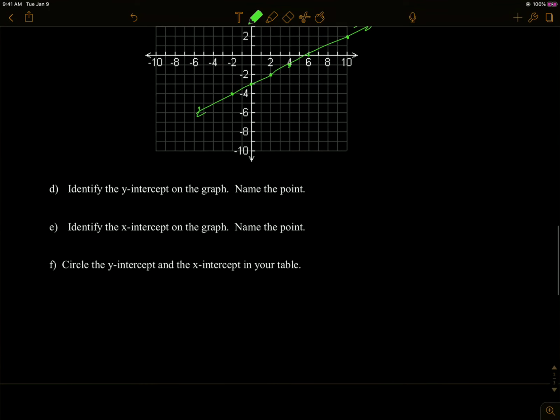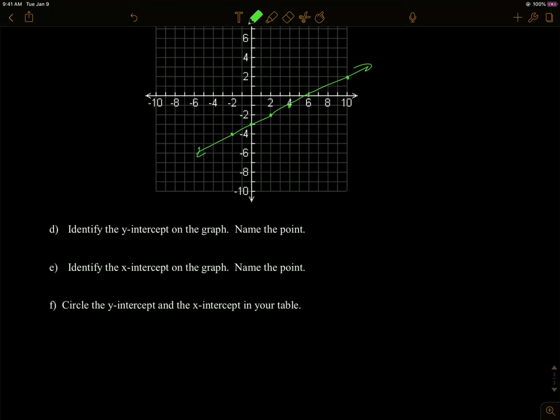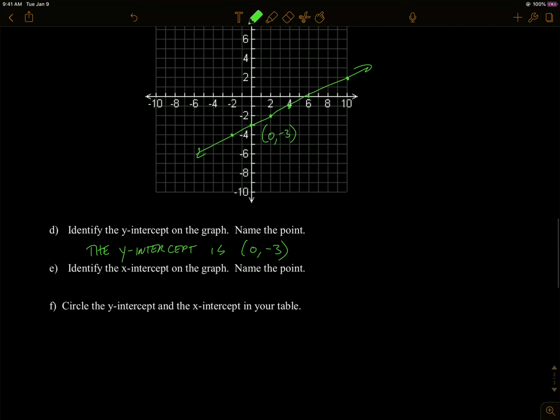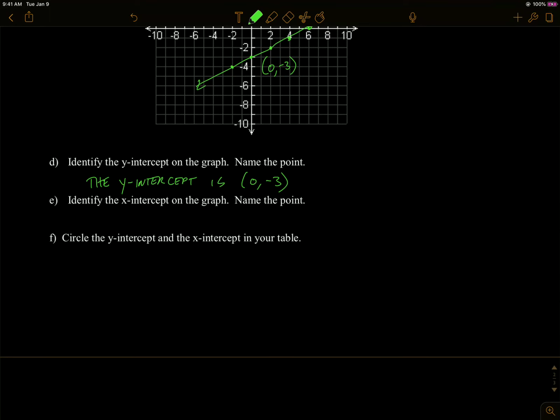Identify the y-intercept on the graph. Name the point. Well, the y-intercept is the spot where it crosses the y-axis, and that occurs here at 0, -3. So we're going to say the y-intercept is 0, -3. Identify the x-intercept on the graph. That's up here. It looks like it's 6, 0. So we're going to say the x-intercept is 6, 0.